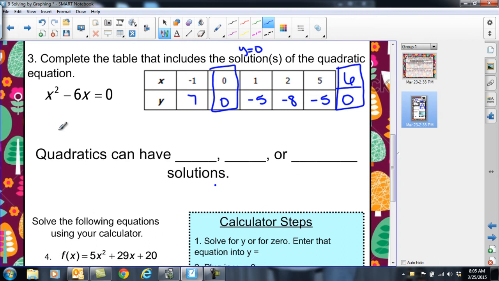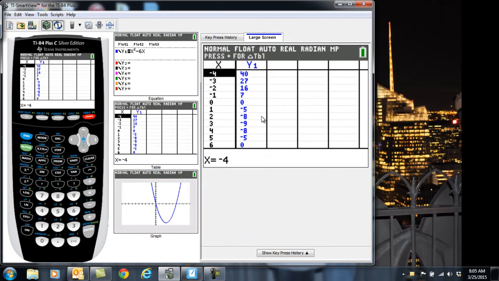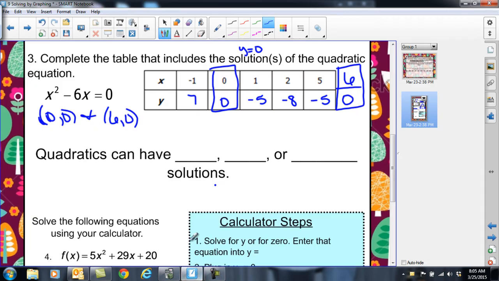And I saw those in my table, and so my two solutions are going to be at 0, 0 and at 6, 0. And so all I did was I looked in my table on my calculator for where y equals 0.